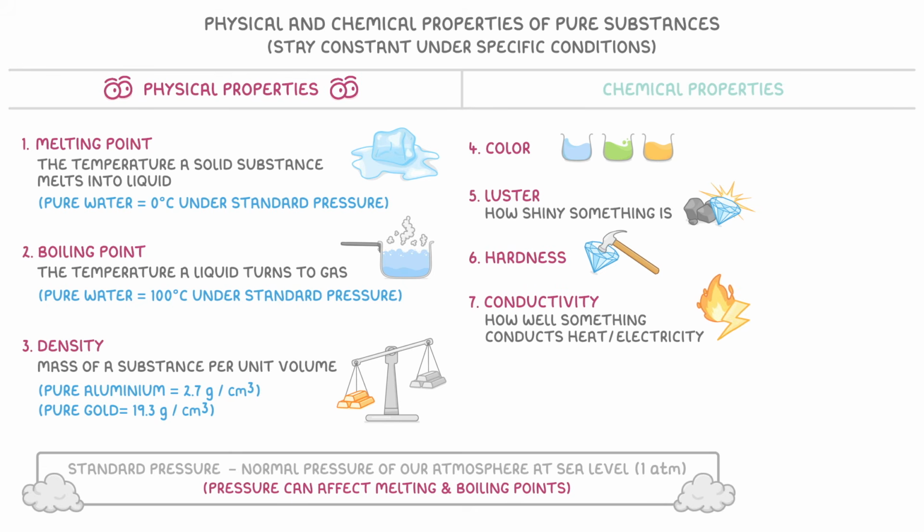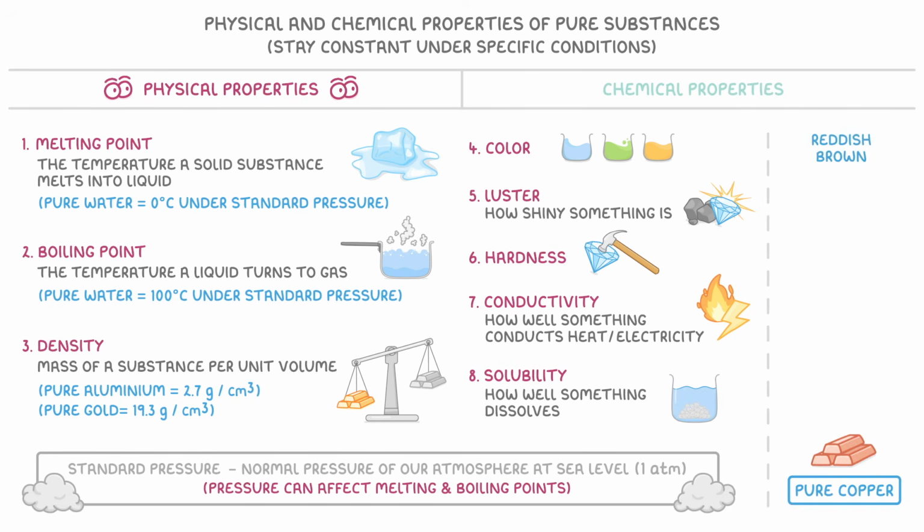Some other physical properties include color, luster, which is basically how shiny something is, hardness, conductivity, which is just how well something conducts heat or electricity, and solubility, which just means how well something dissolves. For example, pure copper is reddish-brown with a metallic luster, is fairly hard, conducts electricity very well, and doesn't dissolve in water.